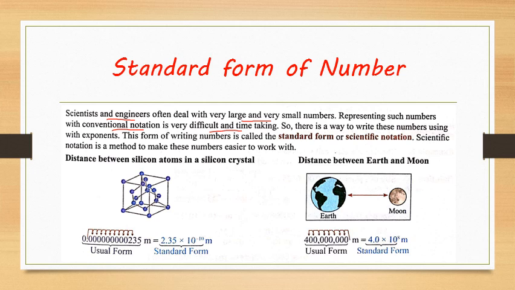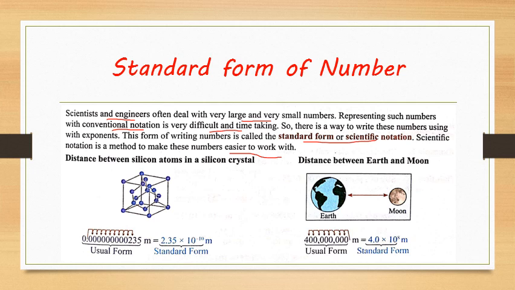So we can write these bigger and smaller numbers in an easier way with the help of exponents. This form of writing a number is called standard form or scientific notation. Scientific notation is a method to make these numbers easier to work with.